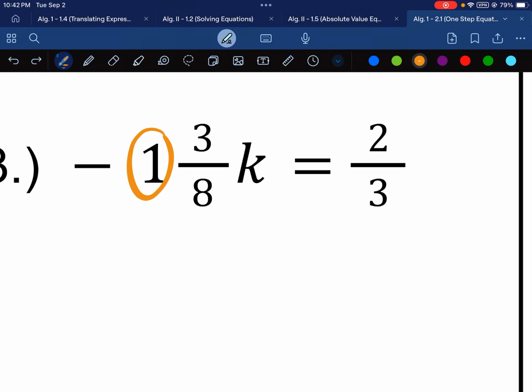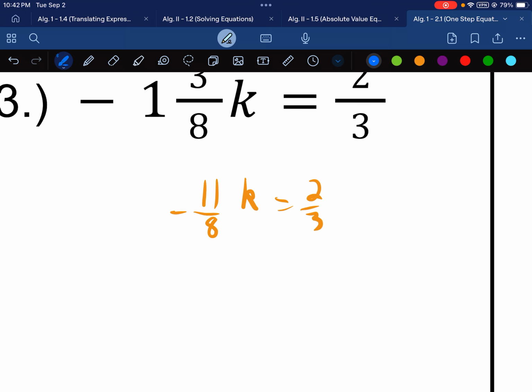The process to turn something into an improper fraction is to take the whole number aspect, multiply it times the denominator, and add that result to the numerator. So 1 times 8 is 8, and 8 plus the existing numerator, 3, is 11. So we end up with 11/8. It remains the same sign, negative k, equals 2/3.